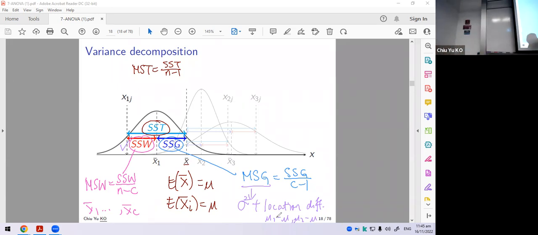MSW just contains the sampling variance, or called random error. But MSG will contain not only the sampling error, but also, if the means are actually different, it will be reflected inside, because you're checking how the means differ from each other across groups. So that's the reason why you compare the two. Is that clear? I hope that is clear why you compare the two.